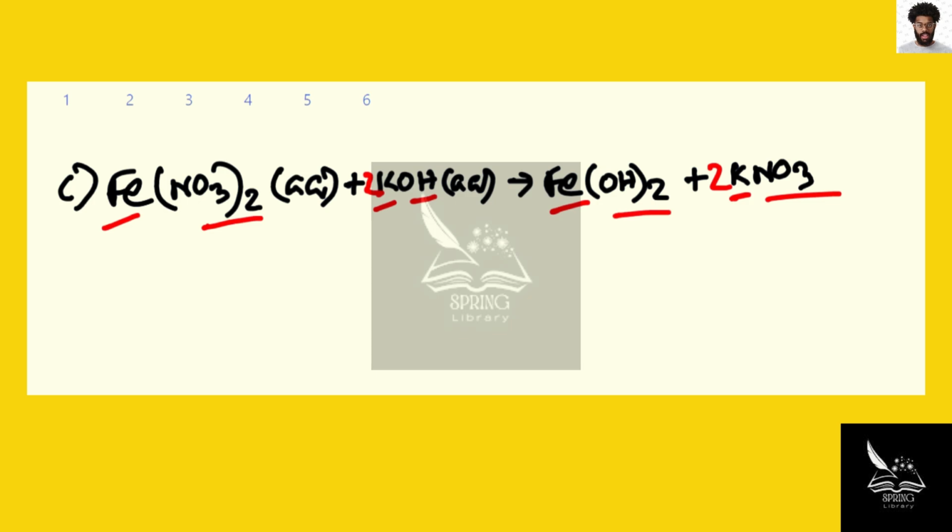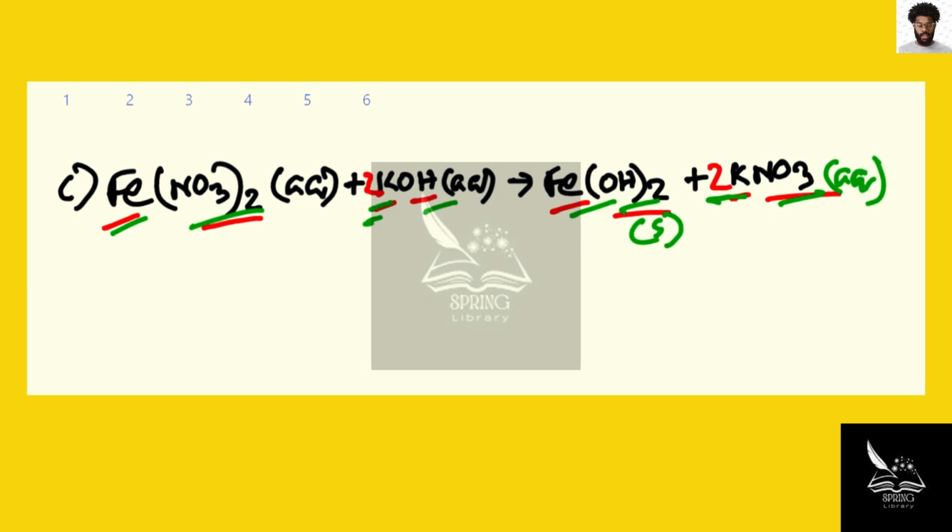So now if we cross check our data here, we have one iron on both sides. We have two nitrate on both sides. Then we have two of the K, or the potassium, on both sides. And finally we have two hydroxide on both sides. So this is our balanced molecular equation for this reaction. Okay, so we haven't written whether our products are aqueous or solid. So ferrous hydroxide is insoluble in water, so it will be in solid form. And KNO3 is soluble, that means it will be in aqueous form.